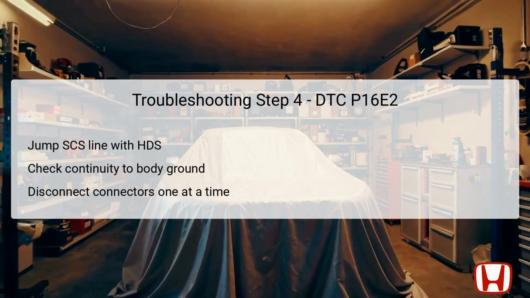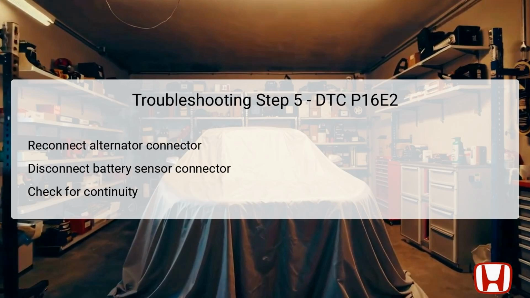If continuity does not disappear upon disconnection, it means that a short exists in the wiring, specifically between the alternator, the battery sensor, and the PCM, requiring that section to be repaired accordingly. At this stage, you will be determining additional possible failure points in the LIN circuit.